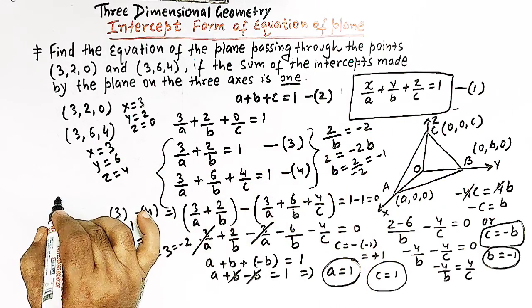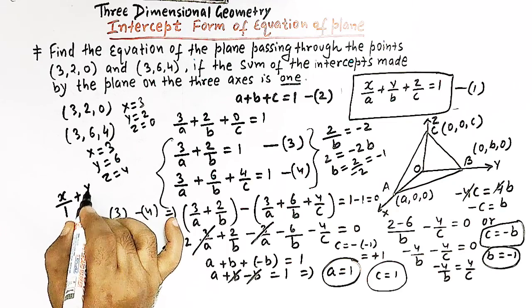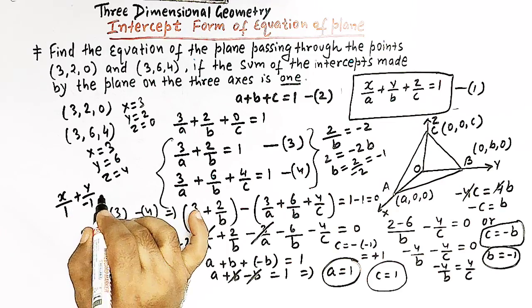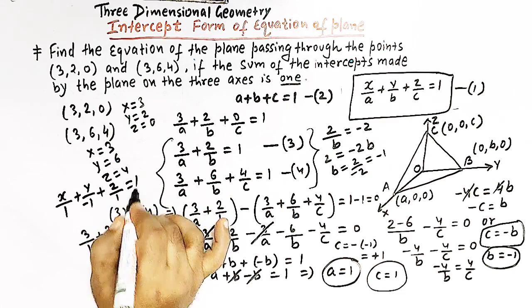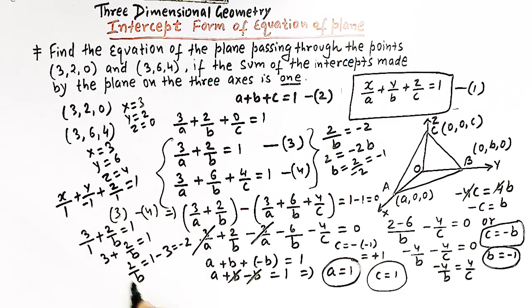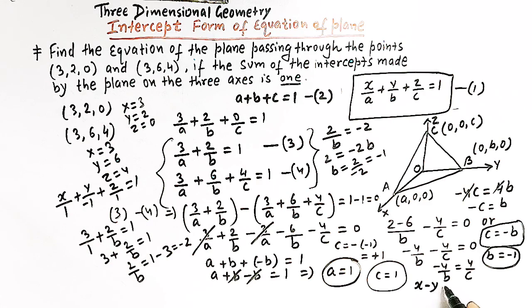So we have x over 1 plus y over minus 1 plus z over 1 is equal to 1. So we can now write this equation as x minus y. We can take this negative sign over here, and then we have plus z and is equal to 1. So this is the required equation of the plane.